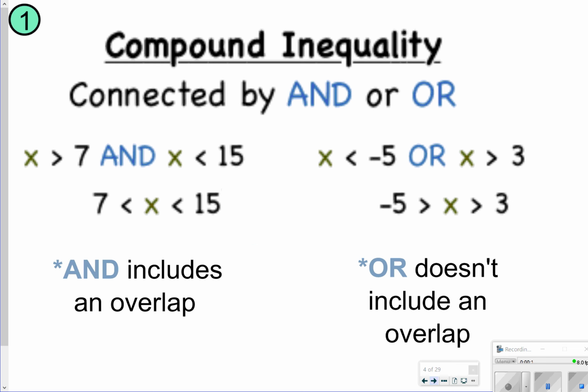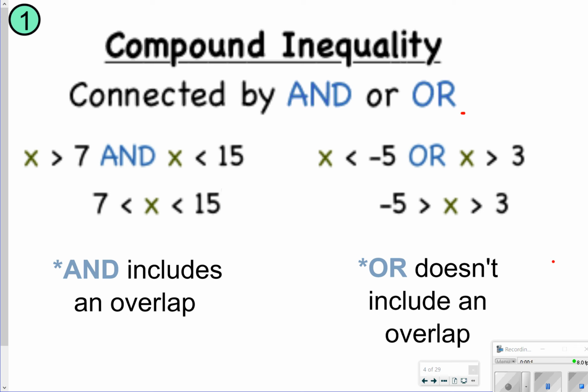First thing we want to look at is the difference between compound inequalities when you're talking about and or or. The first one here on the left is a representative of an and expression. That just means that there's an overlap. So numbers greater than 7 and numbers less than 15 are in the middle of a number line. So the numbers that are greater than 7 are also less than 15. The numbers less than 15 can also be greater than 7. So that just means it includes an overlap.